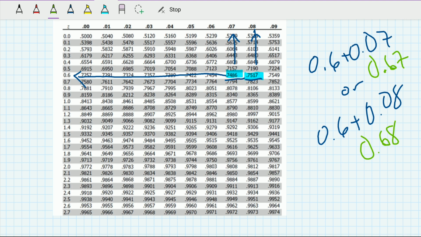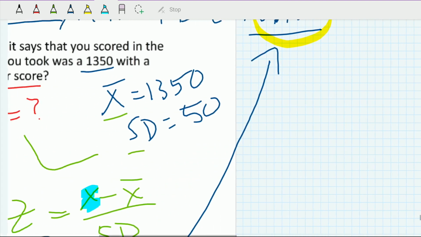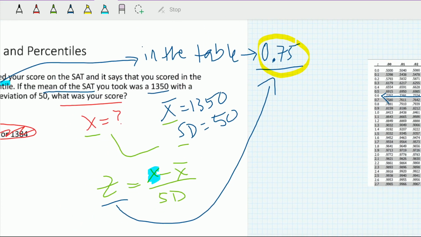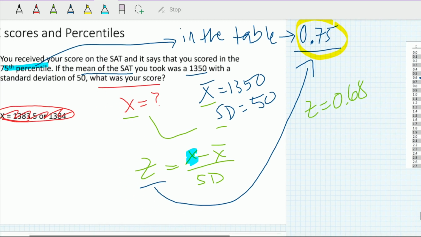All right, so I'm going to use this one just because it's the one I chose. It doesn't really matter. So 0.68. That's the one that I'm going to use. Now, what that means is that the z-score is 0.68. Okay, that's what it actually means.